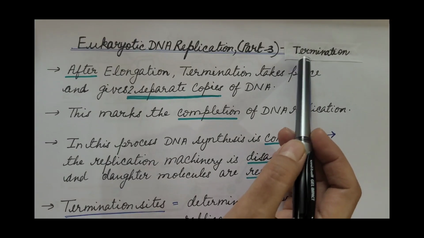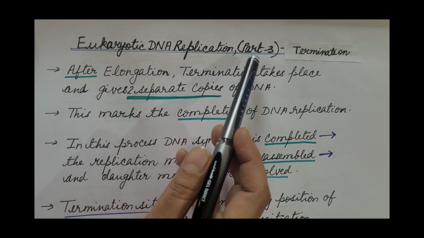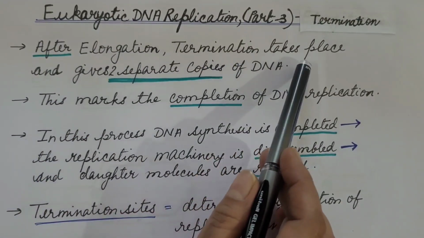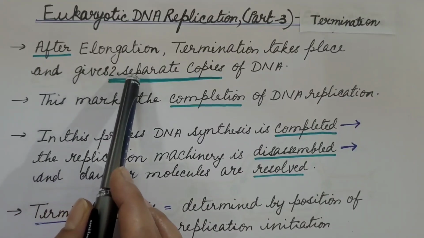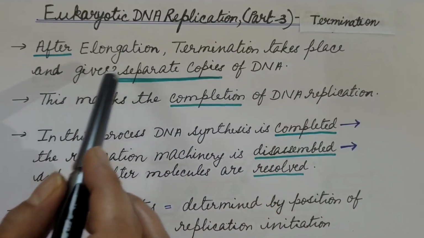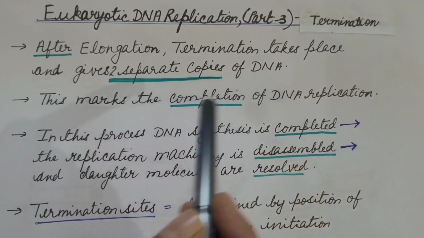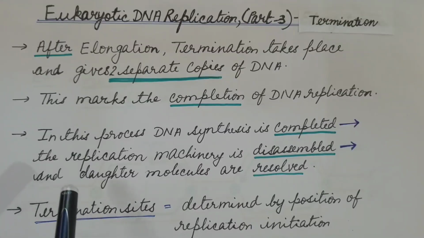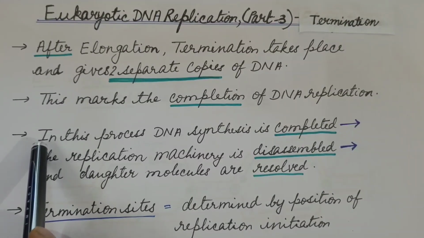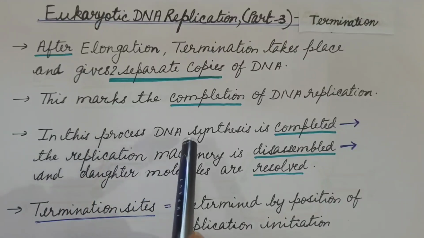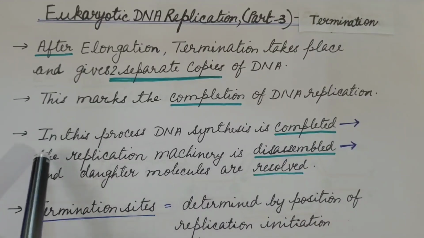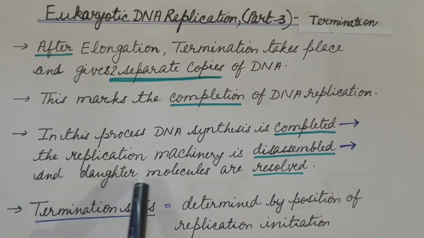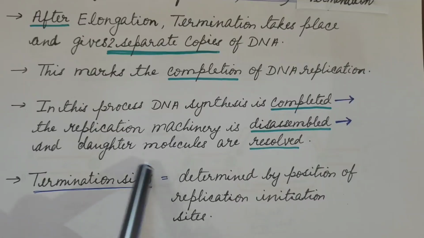Now, let us discuss the termination step of eukaryotic DNA replication. So, what we know is that after elongation, termination takes place and it gives two separate copies of DNA. And as the two separate copies of DNA are obtained, this marks the completion, or the end, of DNA replication. In termination, DNA synthesis is completed, the replication machinery is disassembled and daughter molecules are resolved. Now the termination sites.